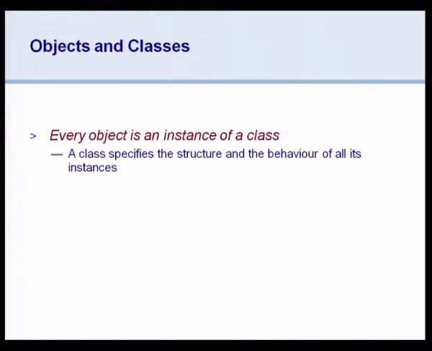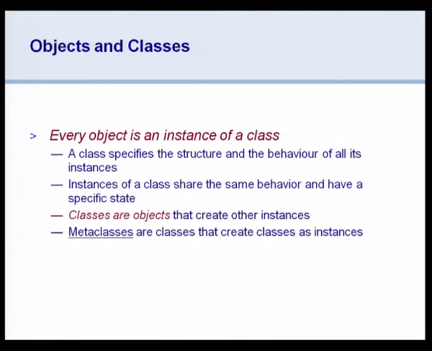A class specifies the structure and behavior of all its instances. Classes are objects that create other instances. Meta classes are classes that create classes as instances. So, class will create objects, meta class will create class. It is a very good idea in Smalltalk. You can create more classes. What is the idea? The moment you see a meta class you understand more things. Generically, it takes you very quickly from a bottom up idea to the genericity. So many objects are there, what is the maximum common thing?